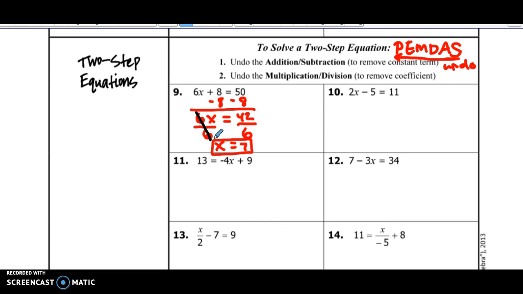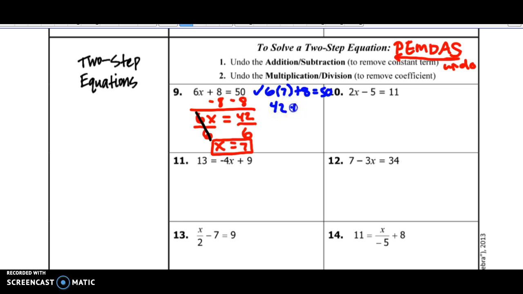So that is my solution, x equals 7. Let's double check by substituting 7 back into our equation to make sure that it works out. So I'm going to do 6 times 7, because I'm putting 7 in for x, plus 8, and that should equal 50. So remember, now I need to follow the order of operations. I need to go forward through PEMDAS. So I'm going to multiply first.